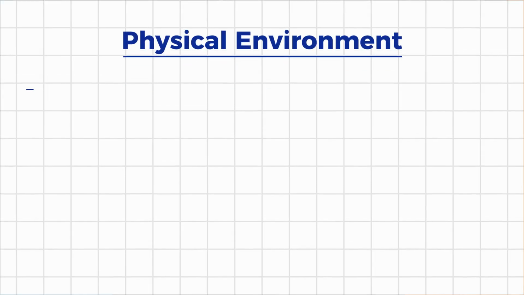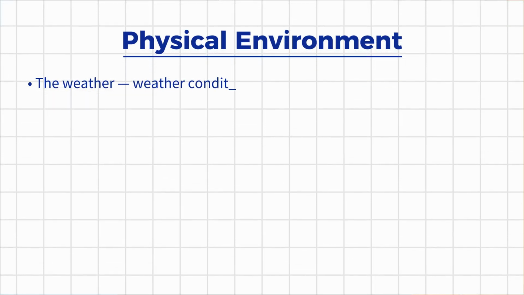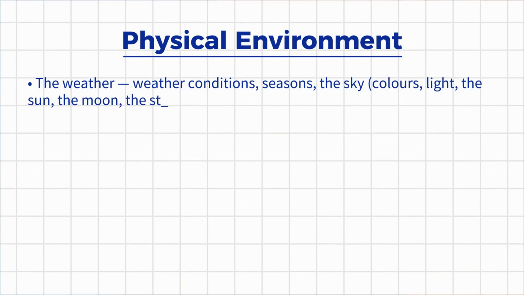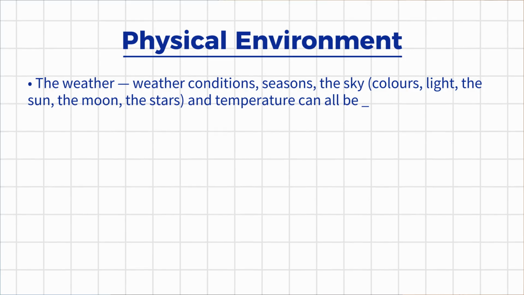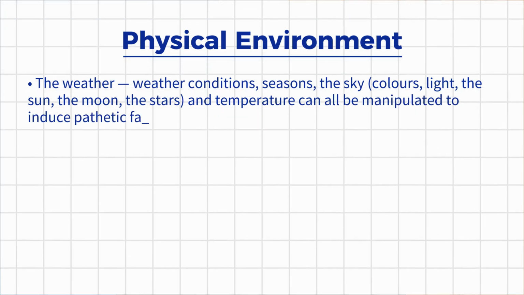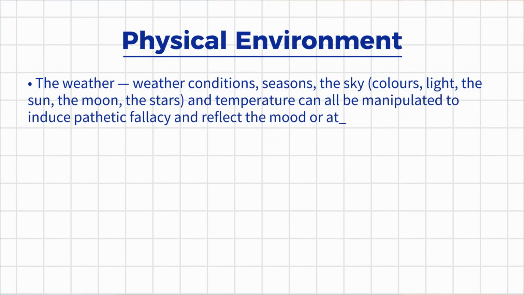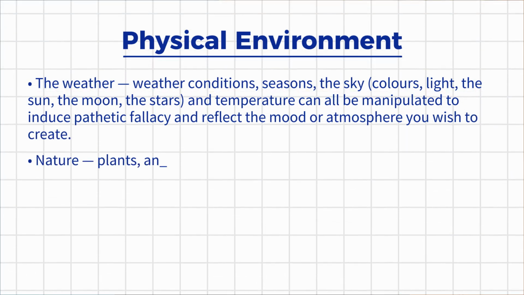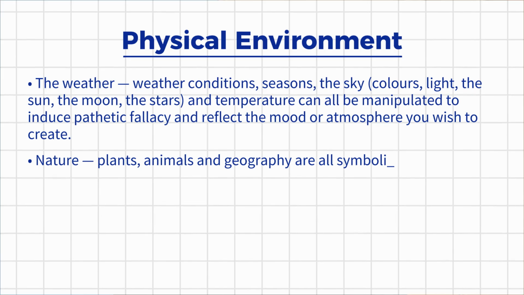And when it comes to creating your own physical environment, there are several key features that you can draw on. So we have the weather, which includes conditions, seasons, the sky, colours, light, the sun, the moon, the stars, the temperature, all of which can be manipulated to induce pathetic fallacy and reflect a mood or atmosphere you want to create. We have nature, like plants and animals, and geography, which are all symbolic.